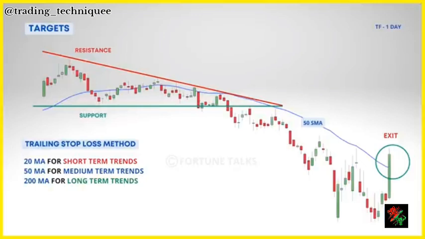So if you want to capture a price swing in the market, the price projection technique makes sense. And if you want to ride trends in the market, then trailing stop loss works best.